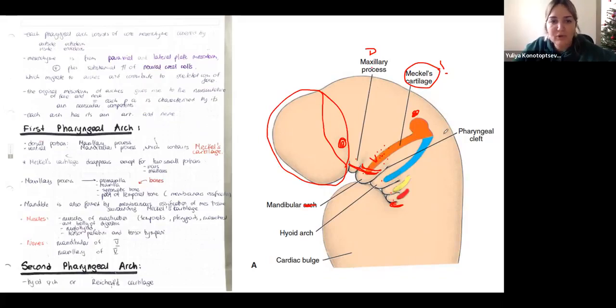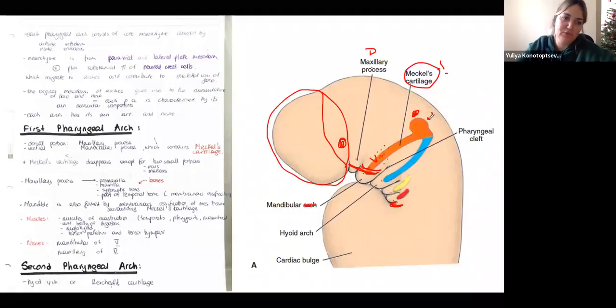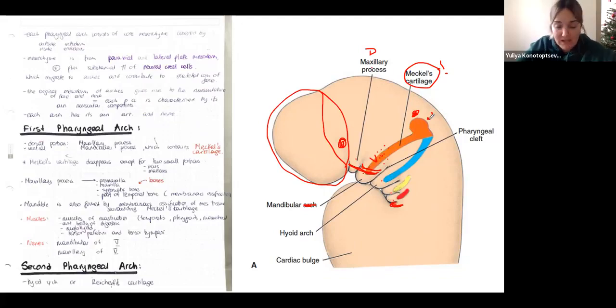There are only a couple of remnants of the Meckel's cartilage, and they are located in the ear. There are 2 remnants of the Meckel's cartilage in the ear, and this is going to be incus and malleus bones of the ear. As you know, the ear has 3 little tiny bones, right? Stapes, incus, malleus. So incus and malleus are actually arising from the Meckel's cartilage. Okay, so they do come from the Meckel's cartilage.